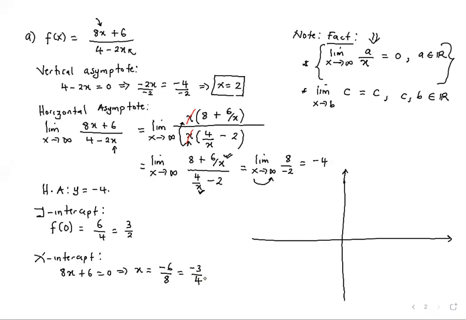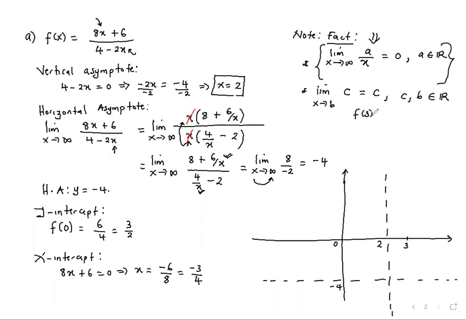We have y is equal to -4 as the horizontal asymptote. Then we also have x is equal to 2 as the vertical asymptote. Then we sketch. You got the vertical asymptote and get a number that is bigger than 2, say the number 3, and take it in the function.